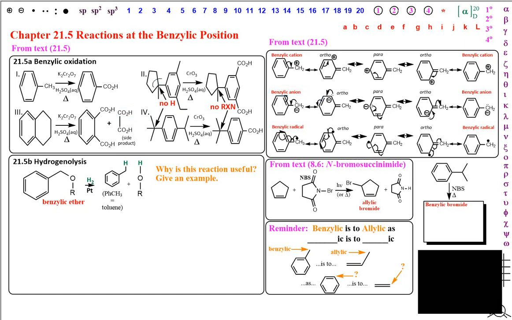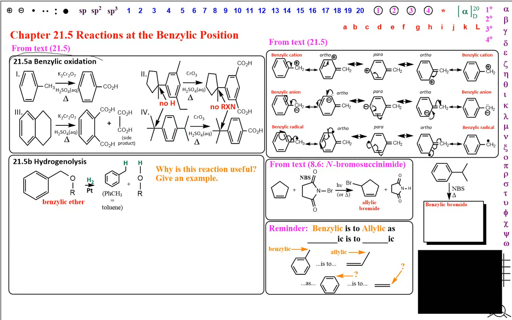This position here is benzylic, but there are no hydrogens there, so no reaction happens at this position. Whereas a CH3 will oxidize to a carboxylic acid, as will a CH2. There would be a side product of formic acid here, where this final carbon ends up being formic acid. No reaction at this benzylic position. There's no hydrogens. This carbon becomes a carboxylic acid. These both become formic acid, but those are side products.